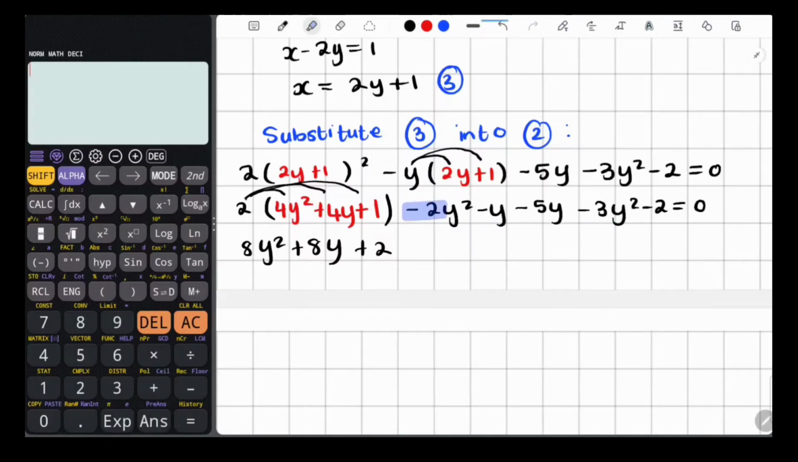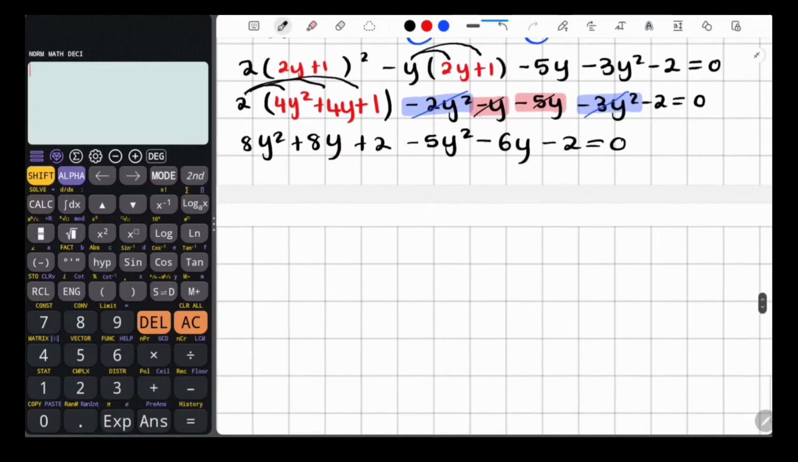So here I see a negative 2y squared and I see a minus 3y squared. So those will go together. Negative 2y squared minus 3y squared is negative 5y squared. So I'm done with those. In a pencil, what you can do is lightly scratch out the ones that you're done with so that you don't confuse yourself. And then we have the y's now. So negative y and minus 5y, and that will give you a negative 6y. So I'm also done with those. Then we just have the negative 2 is equal to 0.